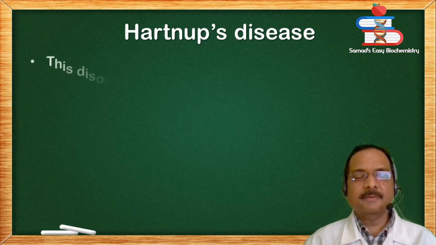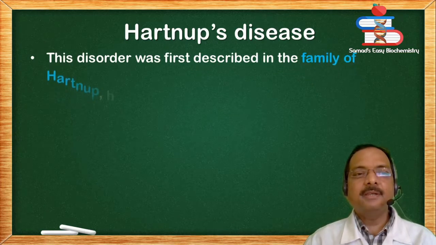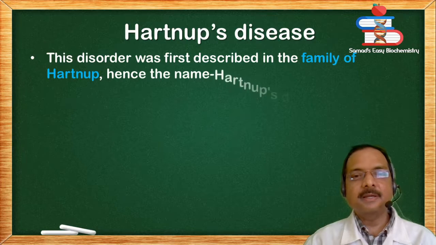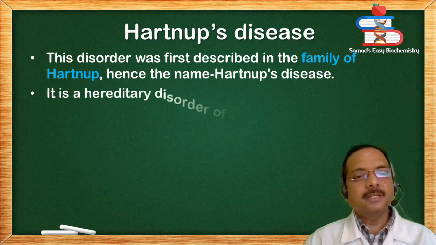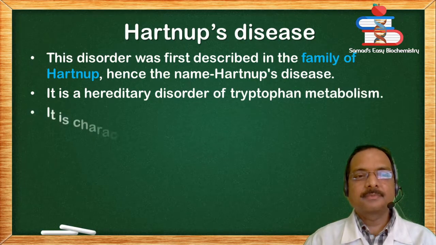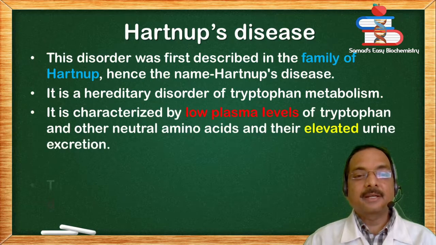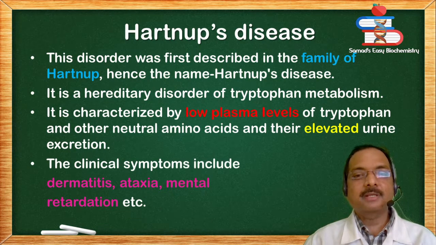Hartnup's disease. This disorder was first described in the family of Hartnup, hence the name Hartnup's disease. It is a hereditary disorder of tryptophan metabolism. It is characterized by low plasma levels of tryptophan and other neutral amino acids and their elevated urine excretion. The clinical symptoms include dermatitis, ataxia, mental retardation, etc.